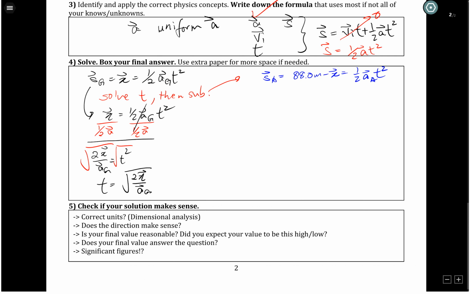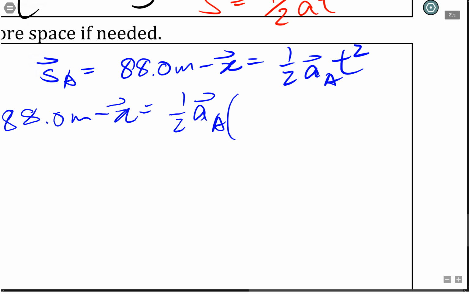Now I'm going to take time and substitute it into Sir Alfred's equation over here. Sir Alfred has 88 meters minus x. This is equal to 1/2 his acceleration times t squared. And now that's where I'm going to plug in this t value, which is the square root of 2x divided by the acceleration of George, in brackets, squared. Since we're squaring and taking the square root, these two cancel out.